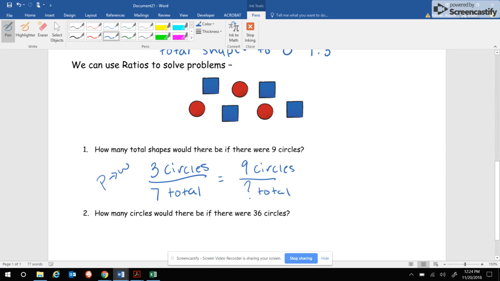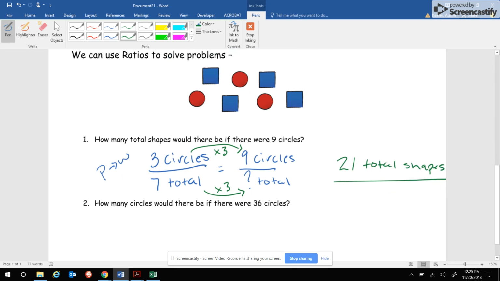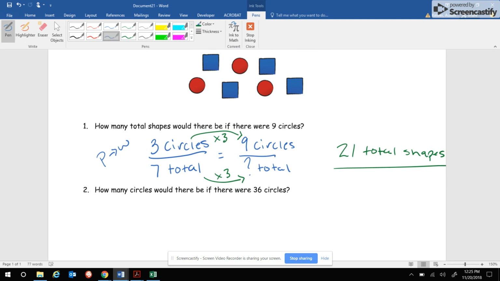Well, we know that to get from 3 to 9, all I have to do is multiply by 3. So I could do the exact same thing on the bottom. It's equivalent fractions or ratios. So 7 times 3 gives me 21. So if I had 9 circles, I would have 21 total shapes. We're going to do the same thing, or very similar, on the second one.